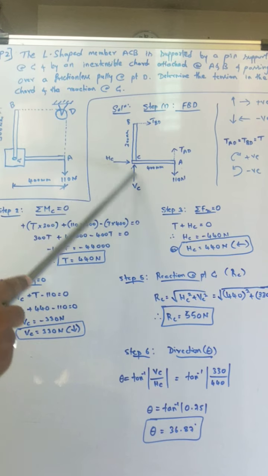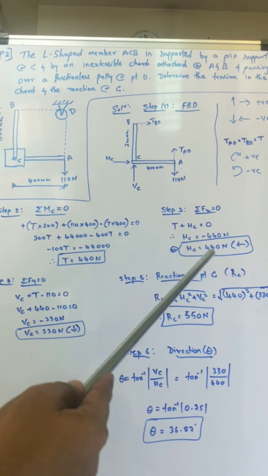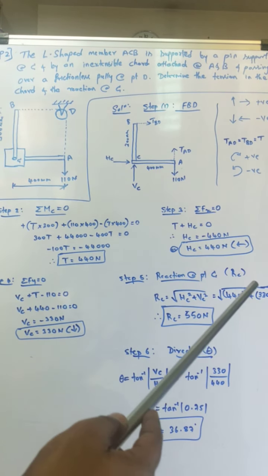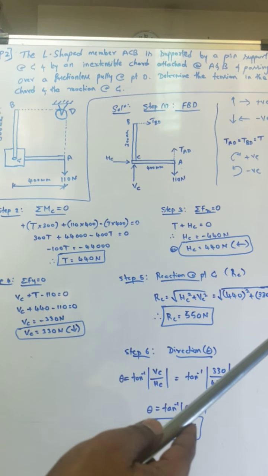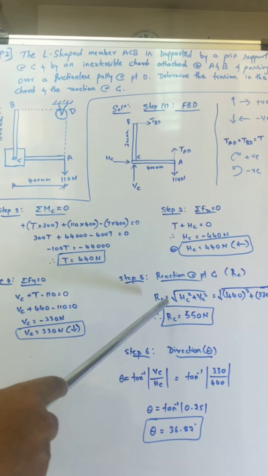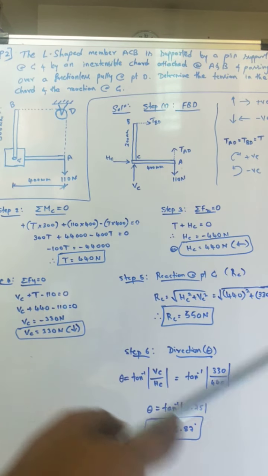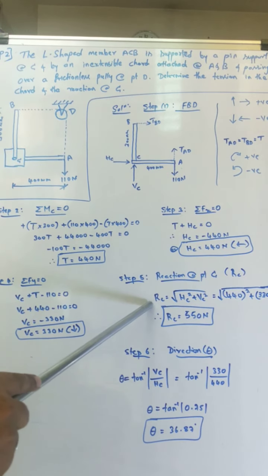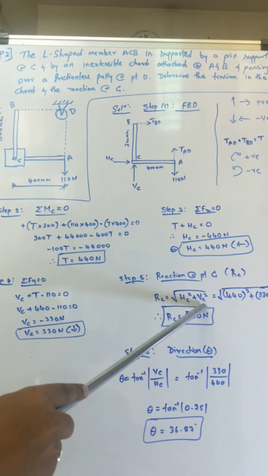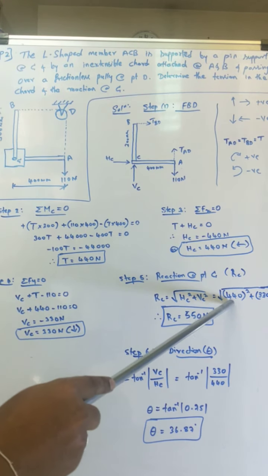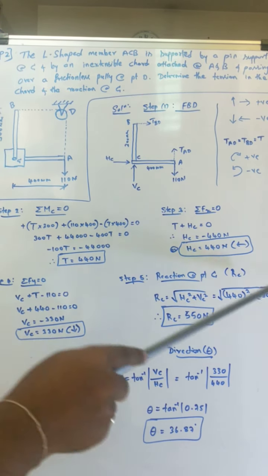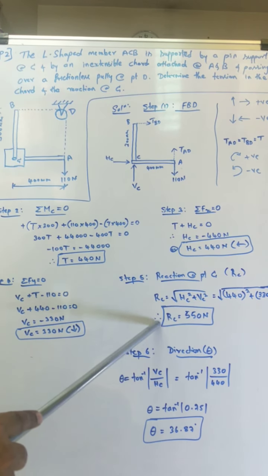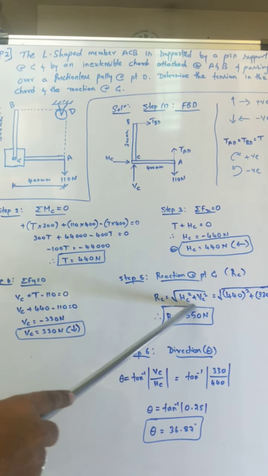Now you know HC and you know VC. He is asking for the reaction at point C, that means the resultant at point C. To find the reaction or resultant of the force, you know a very simple formula. You need to find the magnitude and direction. So step 5, the reaction at point C, RC, is equal to the square root of HC squared plus VC squared. HC value is 440 squared, VC value is 330 squared. You do the calculation. RC is equal to 550 Newton. This is the resultant, the reaction at point C.